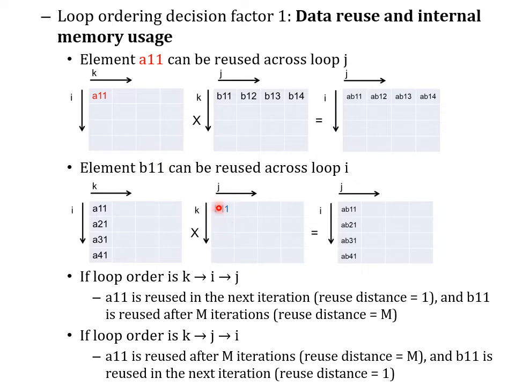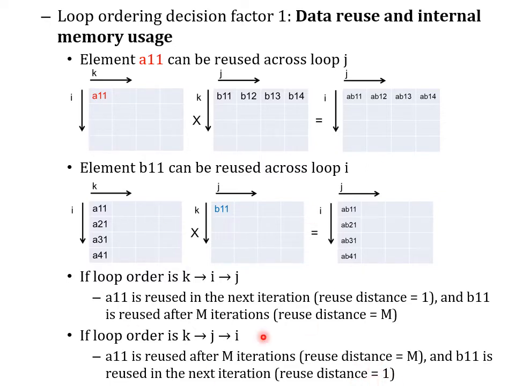For B11, the loop order is KJI. So B11 is going to be multiplied with A11, and in the next I iteration, it'll be multiplied with A21, and so on. Since B11 gets reused in the immediate next iteration for the loop order of KJI, the reuse distance is going to be 1.